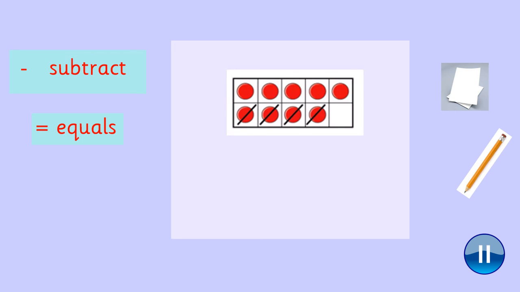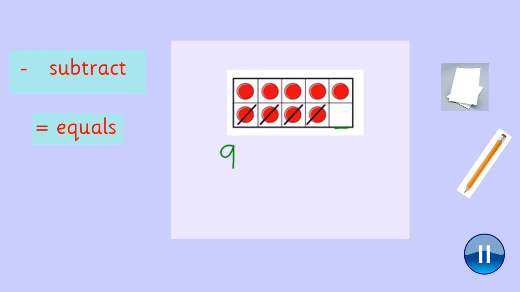Let's see how we got on with this one. Did you look to see how many counters there were in the 10 frame to start with? I can see that there is one space empty here in the 10 frame. So there is one less than 10 because it is not quite full. One less than 10 is 9. So there were 9 counters to start with.